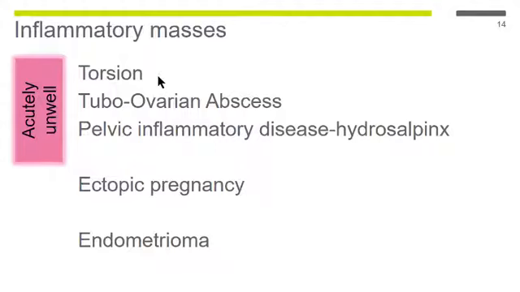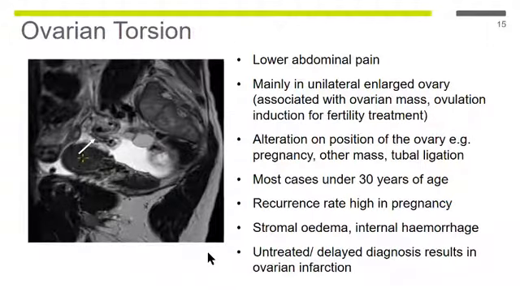The types of pathologies that we're dealing with are torsion, tubo-ovarian abscess, pelvic inflammatory disease and hydrosalpinx, ectopic pregnancy, which I won't talk about because it's a big topic in itself, and endometrioma.